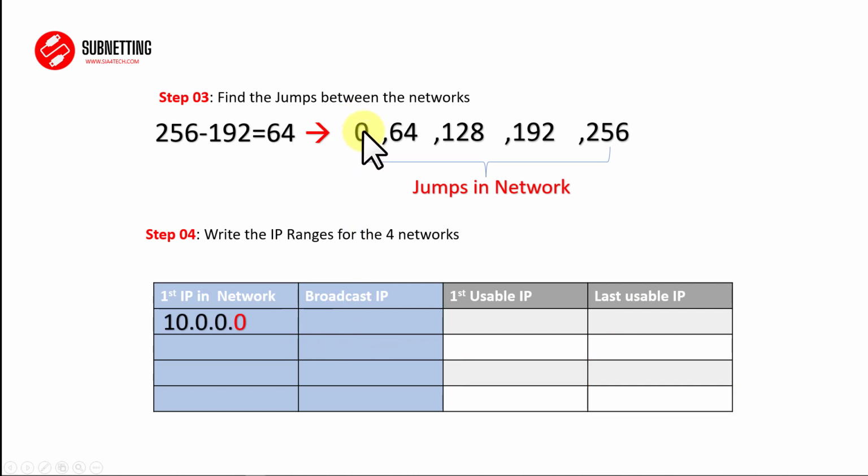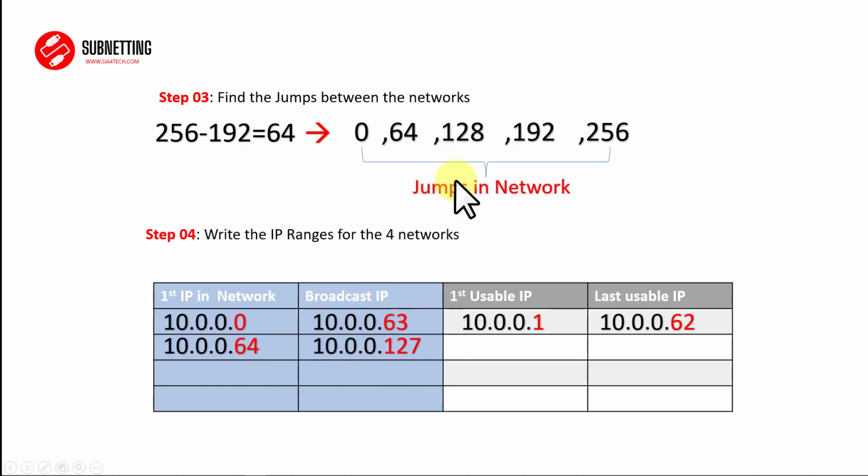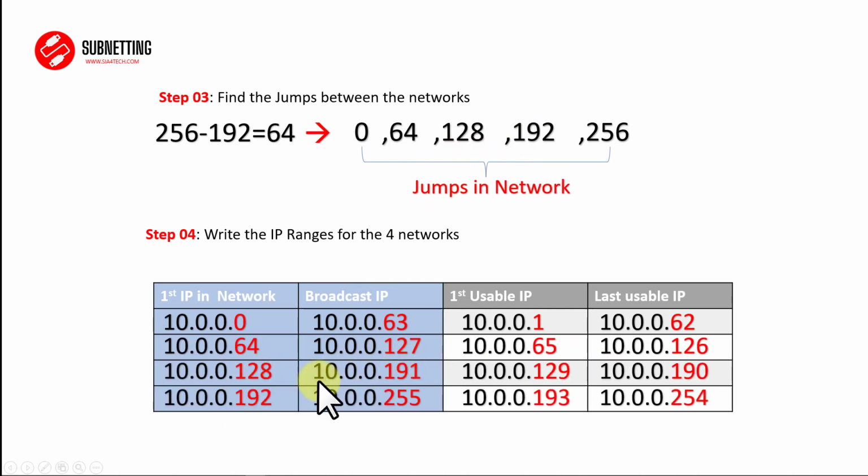So the first network starts with 0, and the first IP will be 10.0.0.0, and the last IP or the broadcast IP will be 63, as the second network starts with 64. So the first usable IP is the first IP plus 1, and the last usable IP is the broadcast IP minus 1. So the second network is this. This is the starting IP of the second network, and the broadcast IP is one IP before the next network, so it is 127, and so on. The third one is 128 to 191. So this way we were able to find the 4 networks from the given IP.